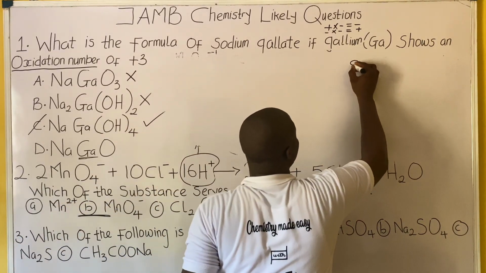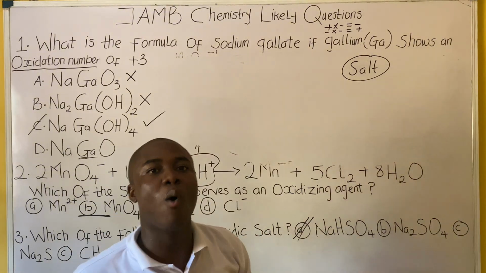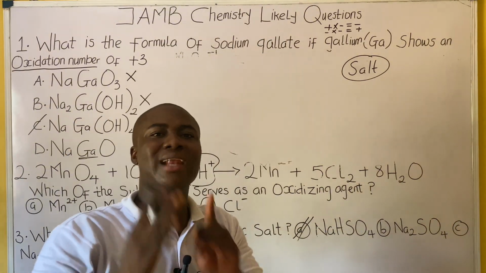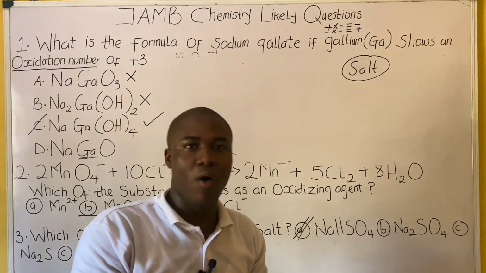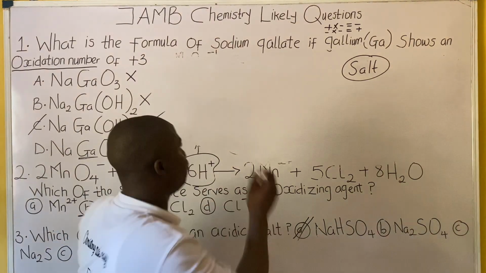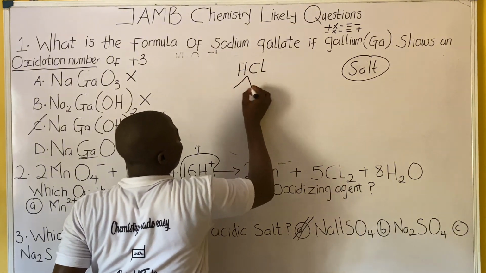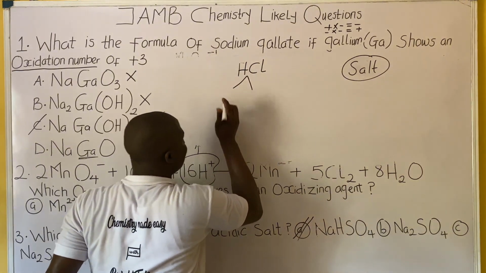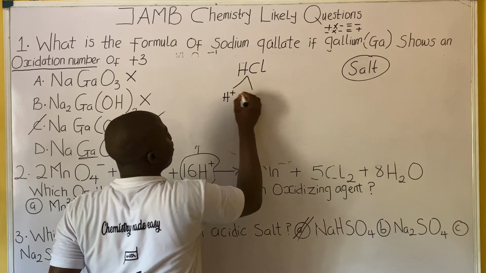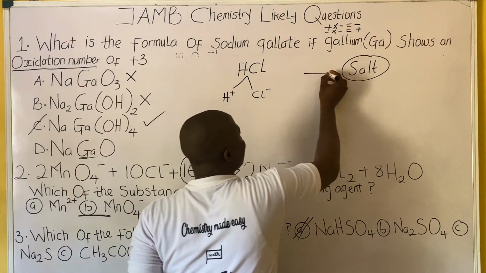Now, first of all, what is a salt? Listen carefully. A salt is a compound formed when all or parts of the replaceable hydrogen ion present in an acid... Now, let me make it simple for you. This is an acid. And this acid, if we are to break it, what do we have? Listen. Breaking it, we are getting two ions, H plus and Cl minus. Do you understand? And how do we form a salt?